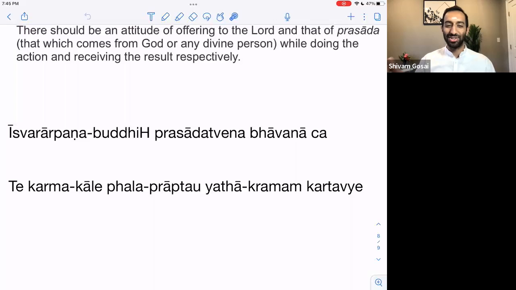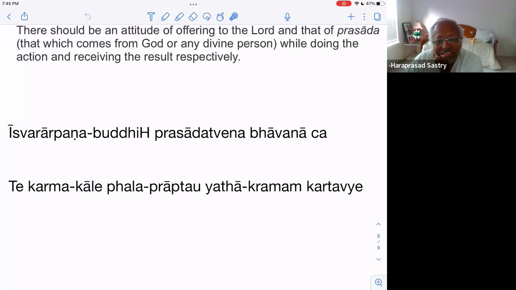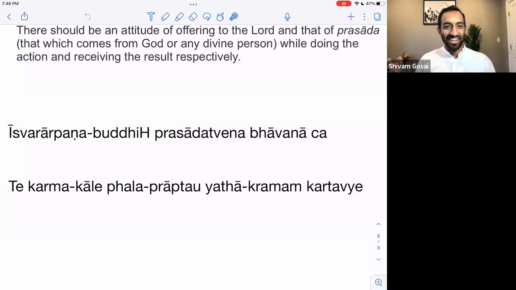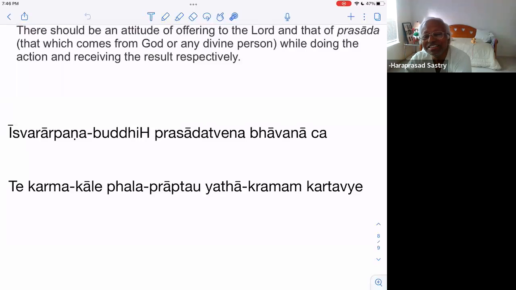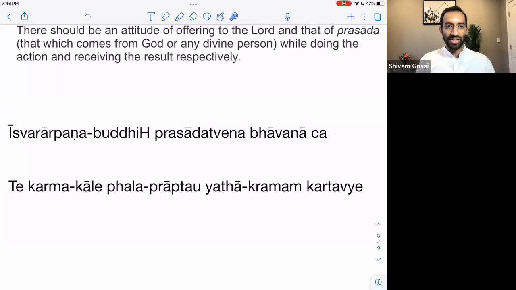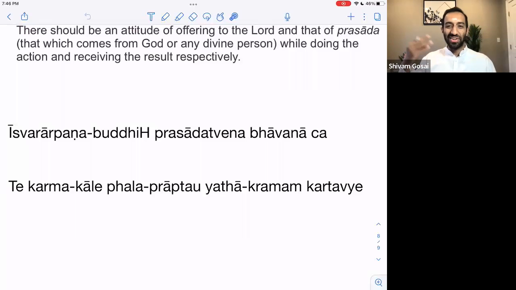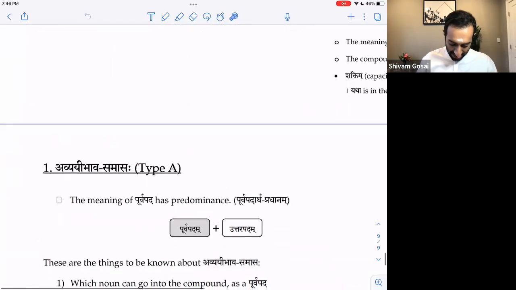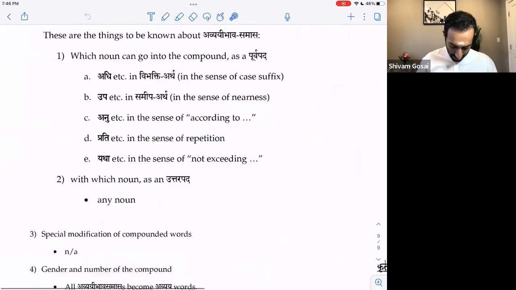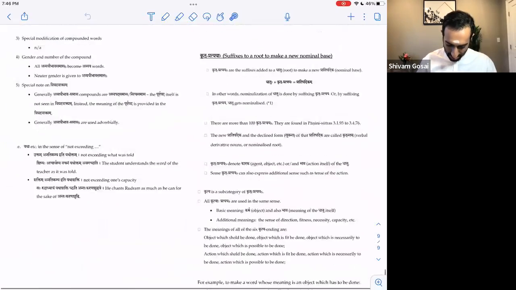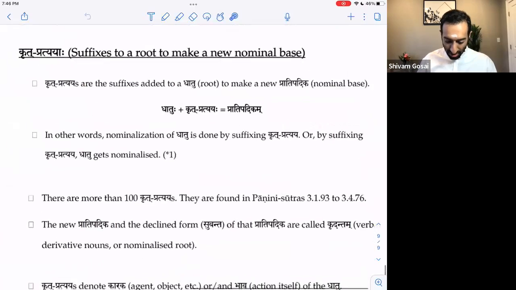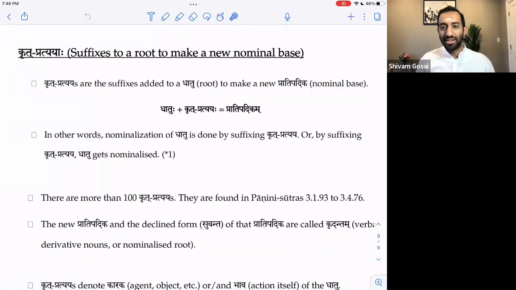Yeah, there's a clue in the chat. Kru dhatu. You see this kar. Kar, kru, right? Karta, all these words come from kru dhatu. So kru dhatu is involved with kartavya. This is what we call a kridanta, kartavye. Okay, this is what we call a kridanta.